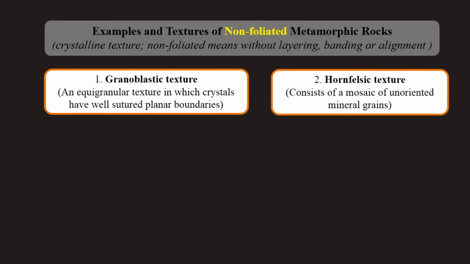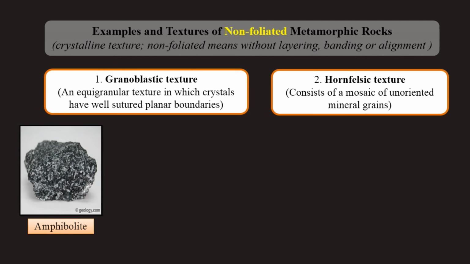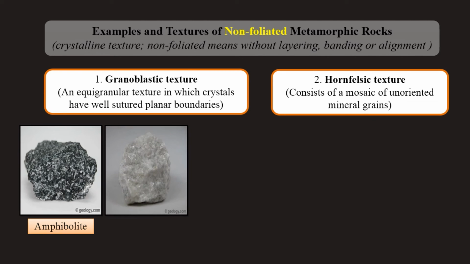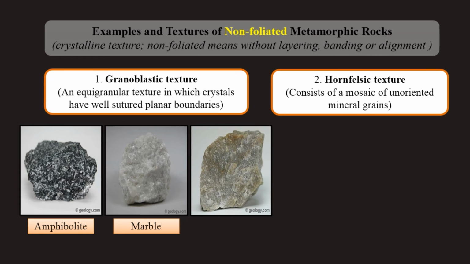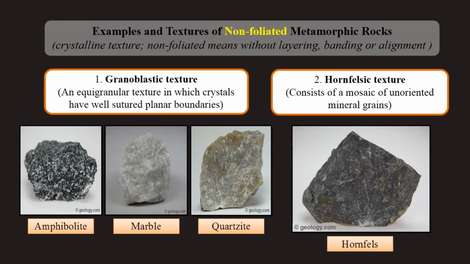As an example, we have first the amphibolite. We also have the marble, which is the common example of non-foliated metamorphic rocks. We also have here the quartzite. So these are the examples of non-foliated metamorphic rocks that exhibit granoblastic texture. And then the second one, the hornfels-like texture, we can see this texture in hornfels. Again, these are the examples of non-foliated metamorphic rocks.